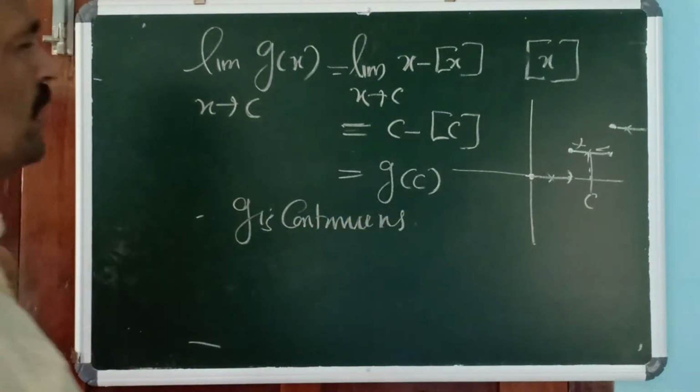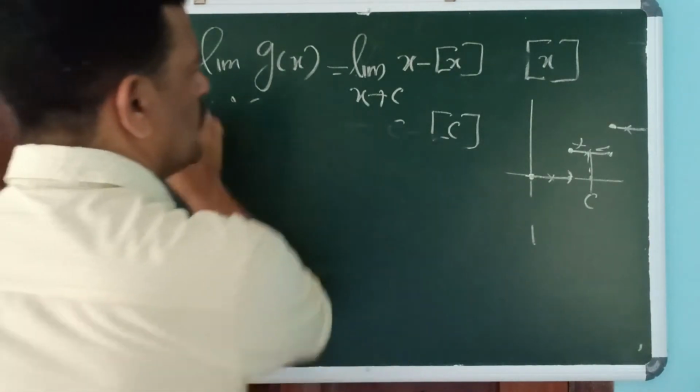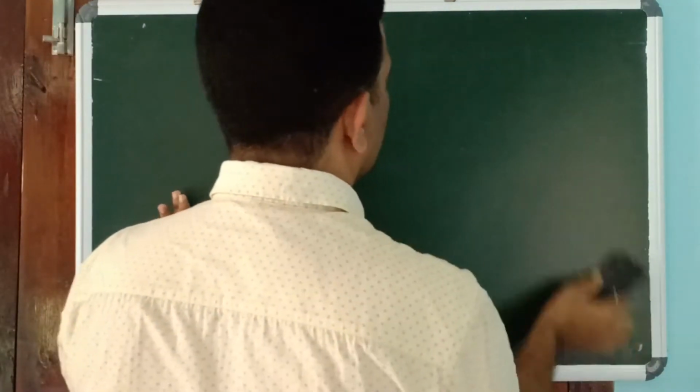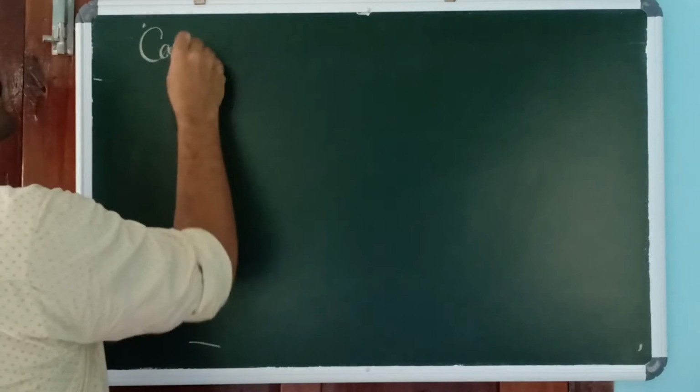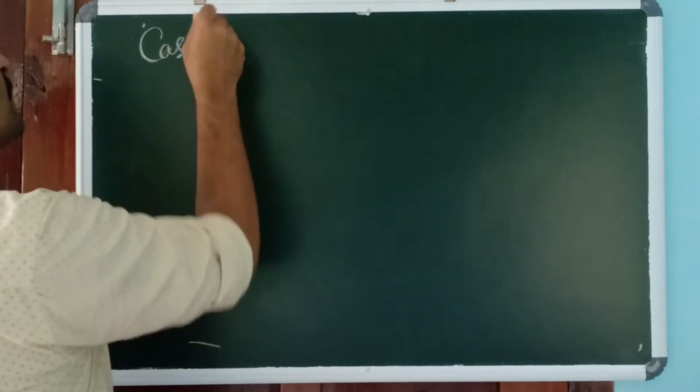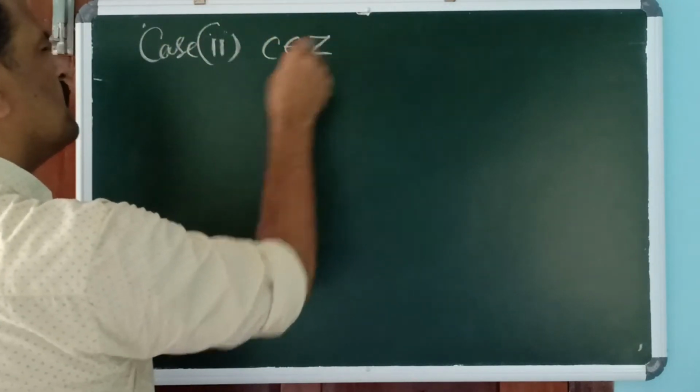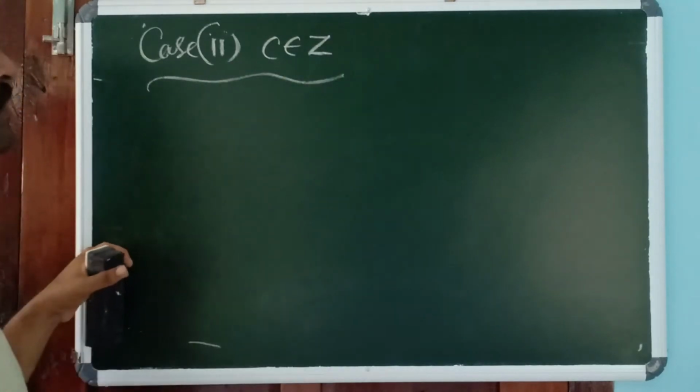g continuous ആണ്. ഇനി നമ്മൾ ചെയ്യാൻ പോകുന്നത് ഇൻറ്റിജർ ആയ ഒരു പോയിന്റാണ് എടുക്കുന്നത്. കേസ് 2. C is an integer. C can be any integer.